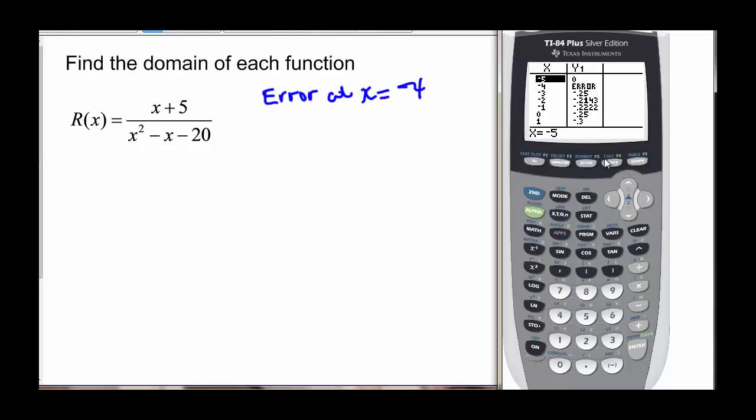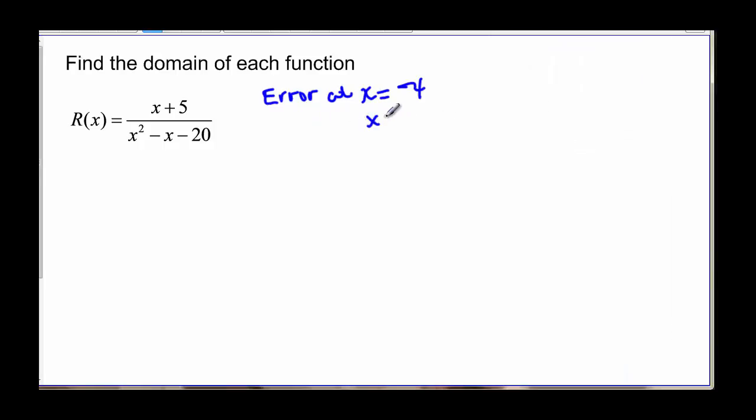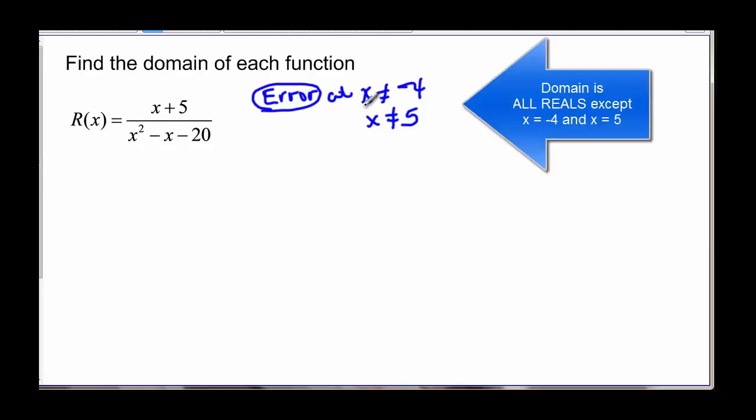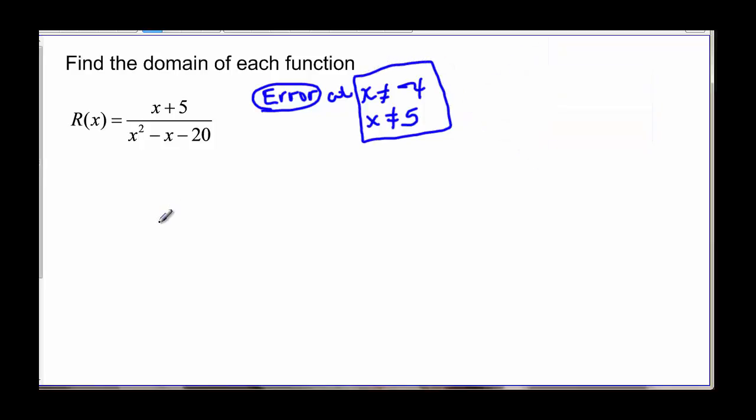And if I bring my calculator back up and go the other direction, in fact, if we start at 2, we can see the other error here at 5. So we also have an error at x equal 5. And it's the error that is the important part. That tells us that x cannot be -4 and it cannot be 5, or else we will have something undefined. So the domain is all reals except for these values. And I'm fine if you tell me the domain is just x can't be those things. Then we understand that x is everything else.